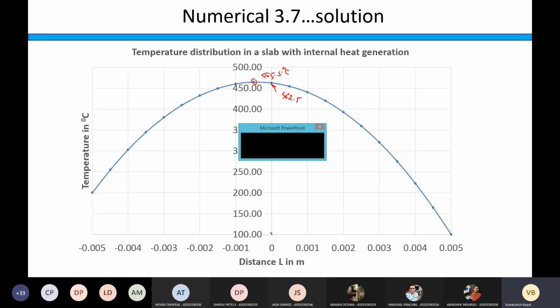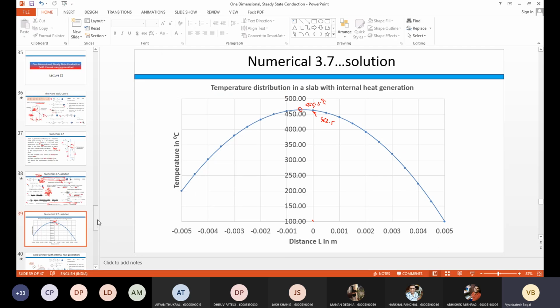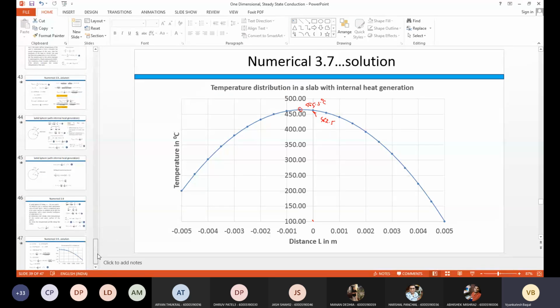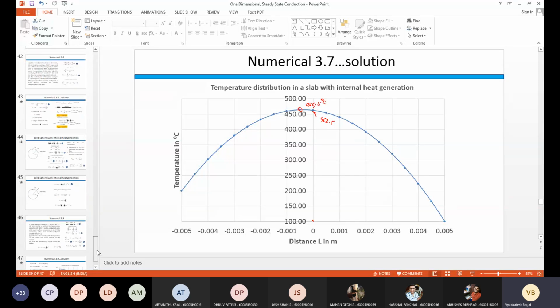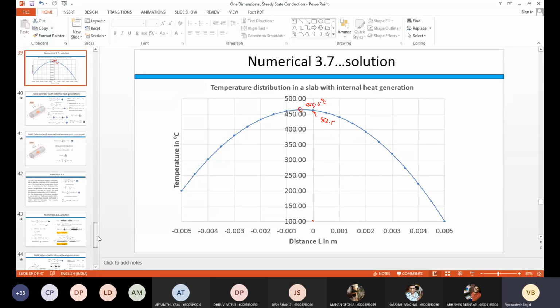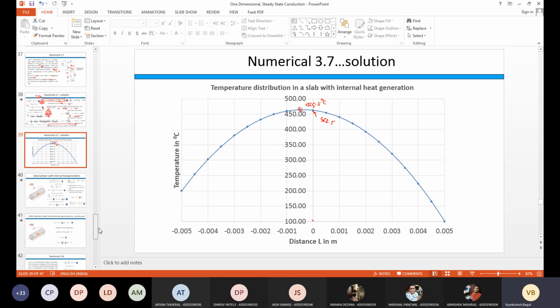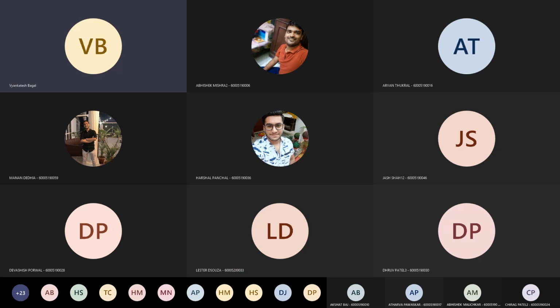Yes, sir. I think we are running out of time, so I should stop now. There are a few more cases remaining to be discussed. So again, I will take at least one lecture on this, and then the one-dimensional heat conduction with generation part will also be over. So we have a lecture on Monday, right? Monday will be the last lecture for this module, for one-dimensional heat conduction. So you can check the syllabus.